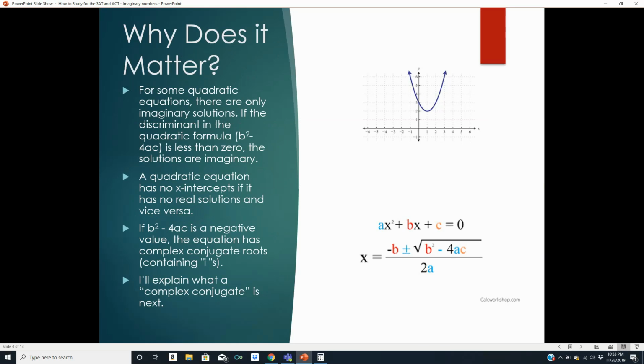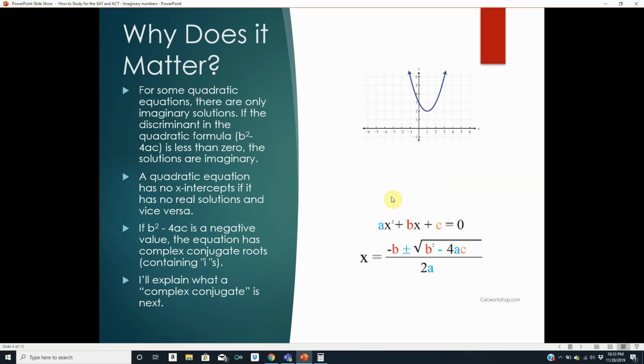Why does it matter? Well, for some quadratic equations, there are only imaginary solutions. If the discriminant in the quadratic formula, b squared minus 4ac, is less than 0, the solutions are imaginary. The quadratic equation has no x-intercepts if it has no real solutions, and vice versa. So you can see here we have a graph of a quadratic equation that has no solutions because it doesn't cross the x-axis. So, if b squared minus 4ac is a negative value, the equation has complex conjugate roots. That is, the roots containing i's, and I'll explain what a complex conjugate is next.